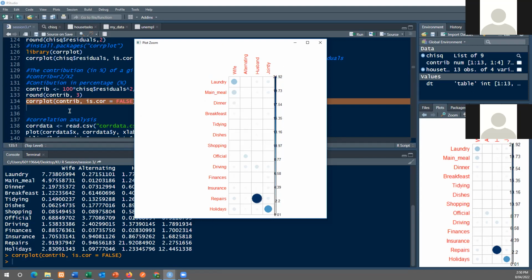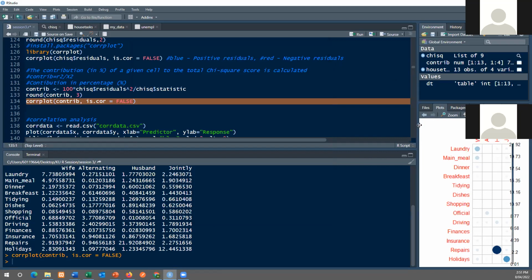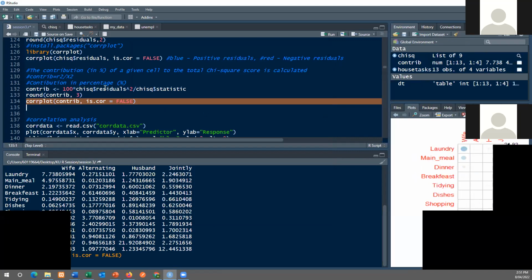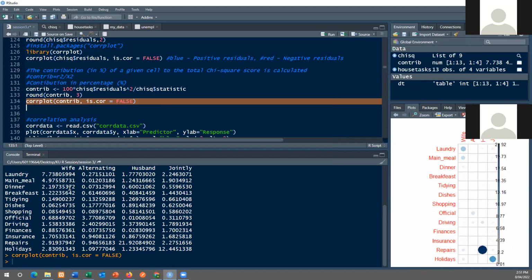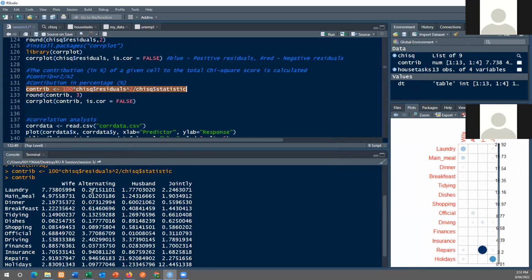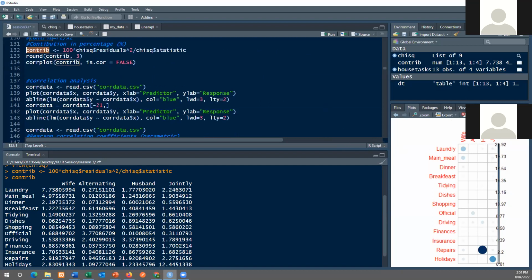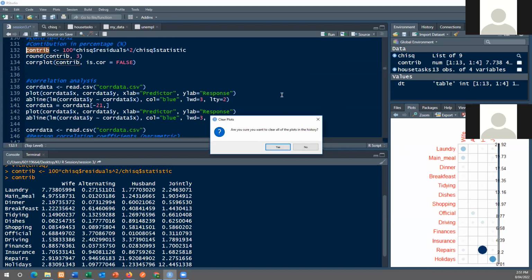Based on your data set, you can also do this kind of test. I have put two kinds of correlation plot, one based on the residual and another based on the contribution. The contribution is calculated through this formula, using the frequency of the events. Then we got the statistics, and using the chi-square statistic we calculate the contribution factor and plot it on a correlation plot to see which factor is highly contributing in this case.